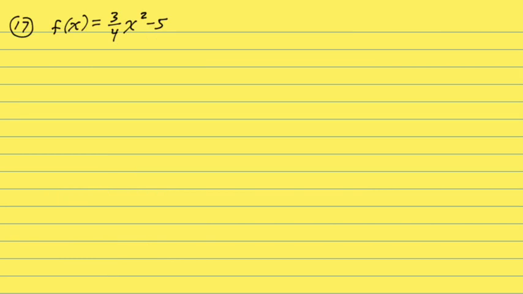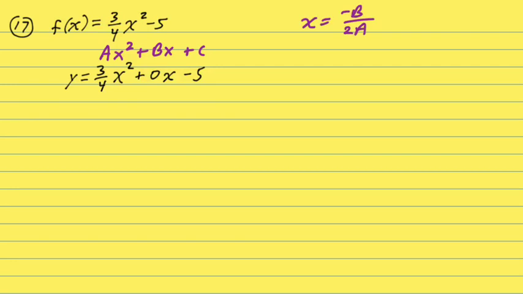Okay, we're going to move on to 17. Again, this is y equals 3/4 x squared minus 5. I see a 0x because there's nothing there. That means that the b is a 0. So when you do negative b over 2a to find the vertex, you're going to replace the b with a 0 and the a with a 3/4. Again, 0 divided by almost anything is 0.